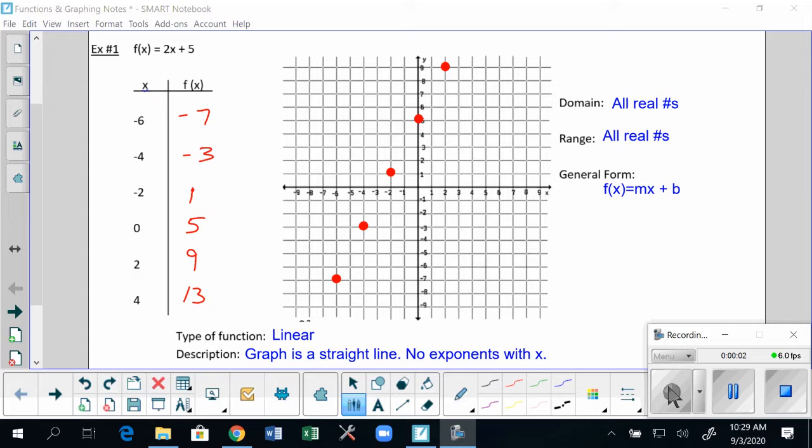So here on your screen is example number 1. Here are all of your points. I think this one was very easy to figure out. When you put all these points together, they make a perfectly straight line.